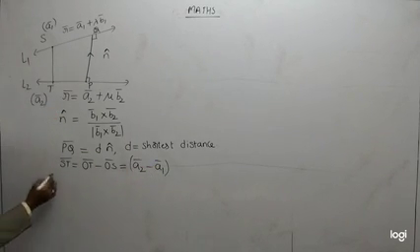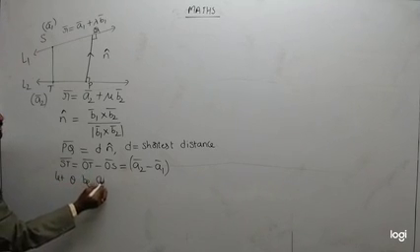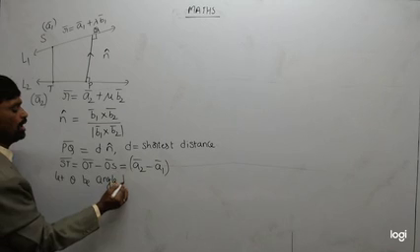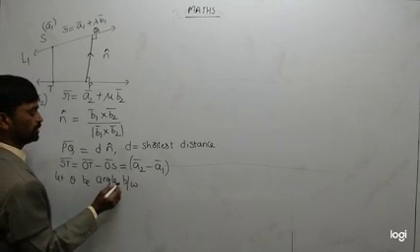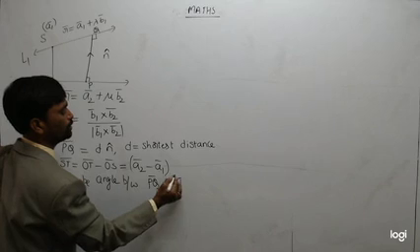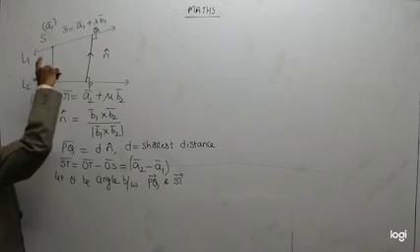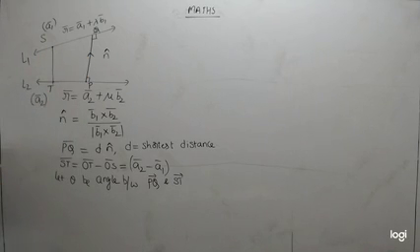Okay. And let theta be the angle between PQ vector and ST vector. Then the shortest distance becomes the projection of ST on PQ.